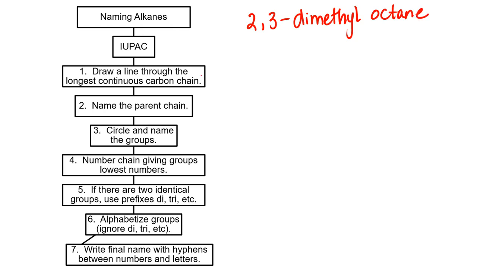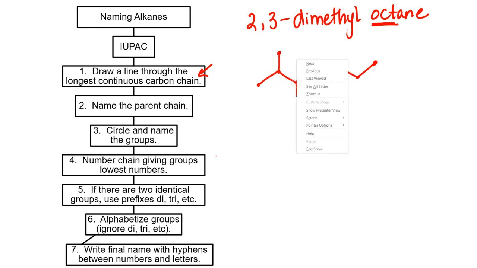Start in a similar manner with the longest continuous parent chain. Start with octane. We're really starting with that longest chain. So go ahead and draw that out. 1, 2, 3, 4, 5, 6, 7, 8. Then go to carbon 2, carbon 1, 2, and put a methyl group. Go to carbon 3 and put a methyl group.